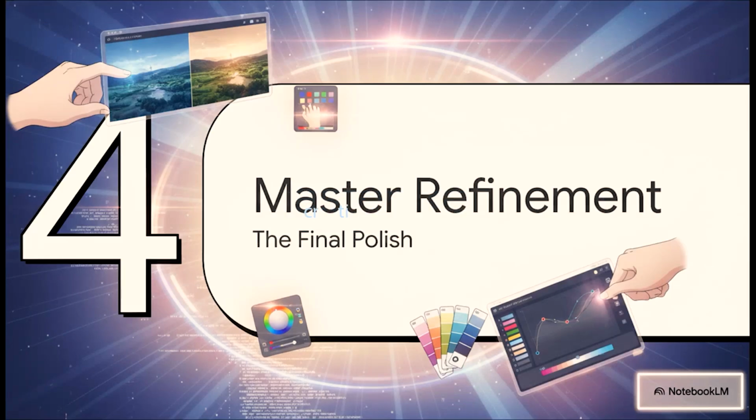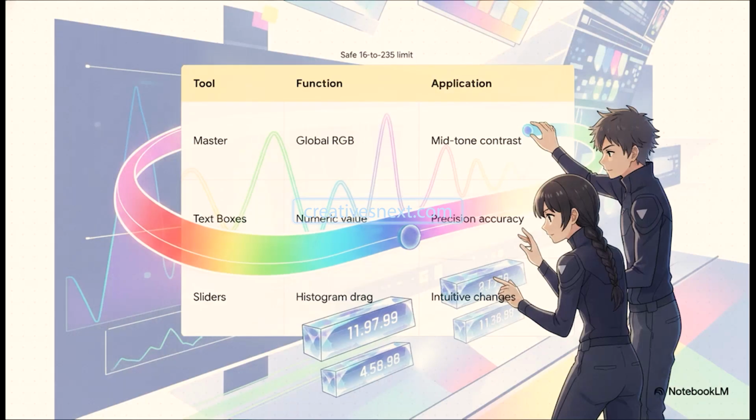Which brings us to Section 4, Step 3, Master Channel Refinement, the final polish. After neutralizing that cast, the image might look technically correct, but let's be real, it might still feel a little flat. This leads us perfectly into our final polishing phase. By jumping into the master channel, we grab our sliders and inflate all three curves together. We push them out as far as we possibly can while remaining strictly within our safe 16 to 235 limit. And what this does is restore that vital mid-tone contrast to make the final image truly pop.